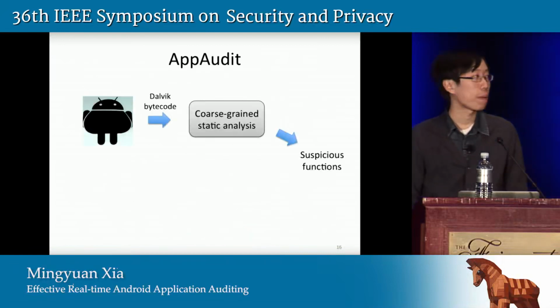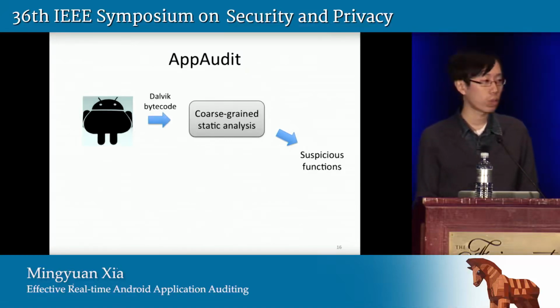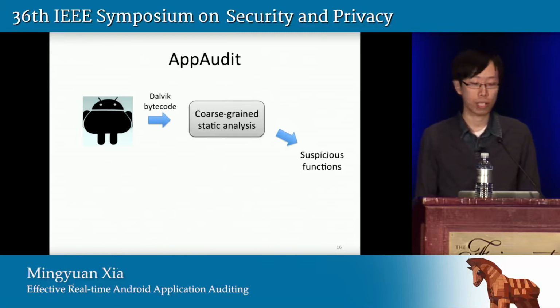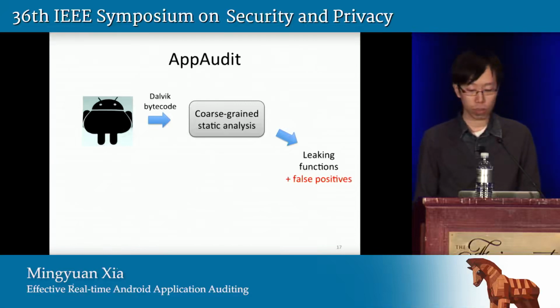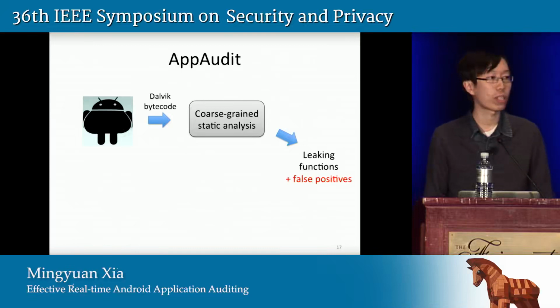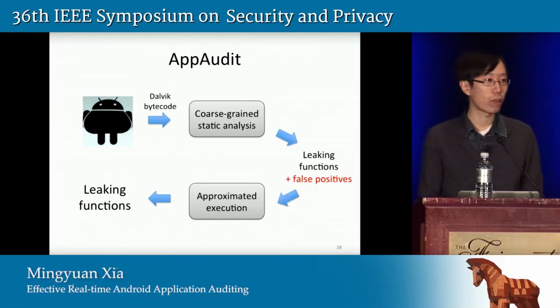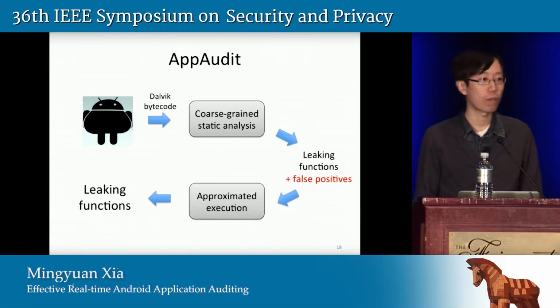This is how AppAudit works in a high-level picture. It takes raw Dalvik bytecode, which is the Android Java bytecode, performs a fast coarse-grained static analysis, and finds suspicious functions that could leak data. For sure, because it's a coarse-grained assessment, it has false positives and also actual leaking functions. Then we use approximated execution to examine each of those functions. It's a dynamic analysis, and it will confirm that the data will actually be leaked.